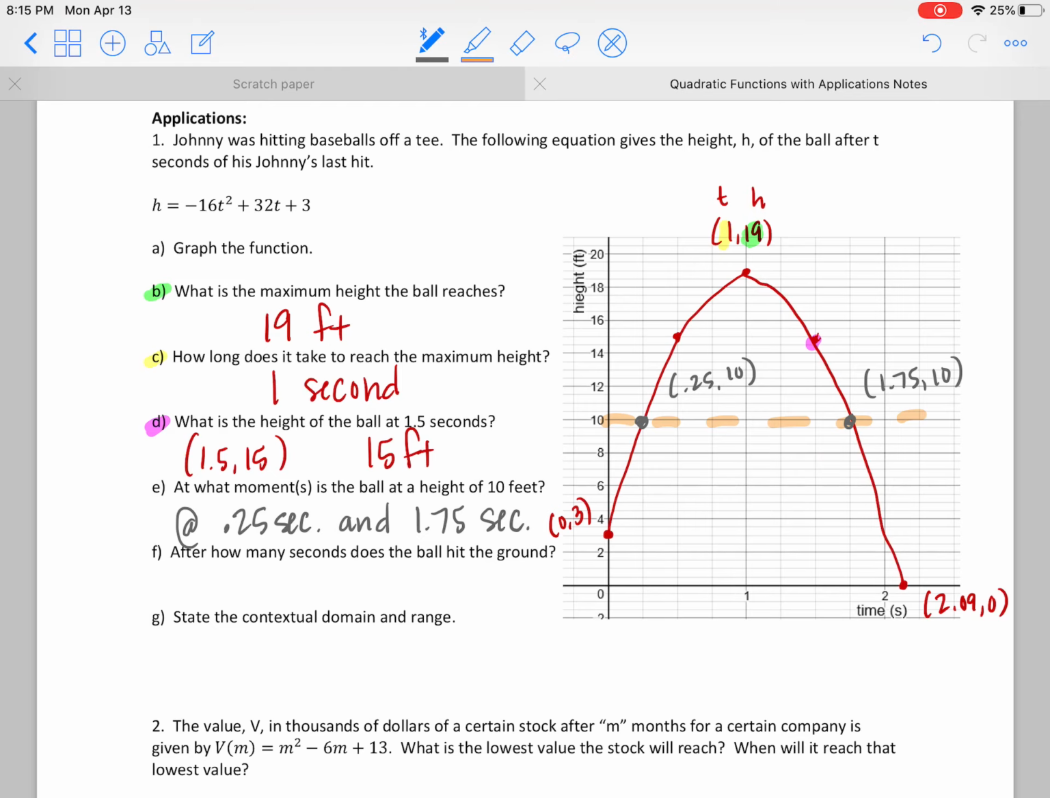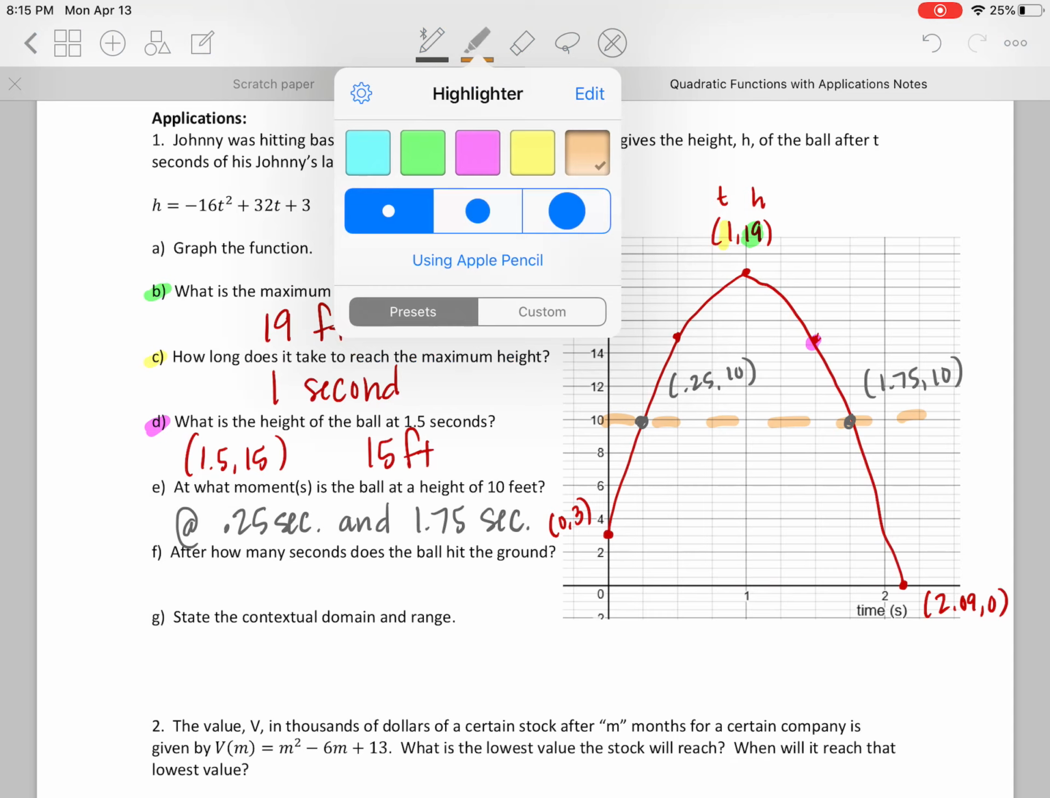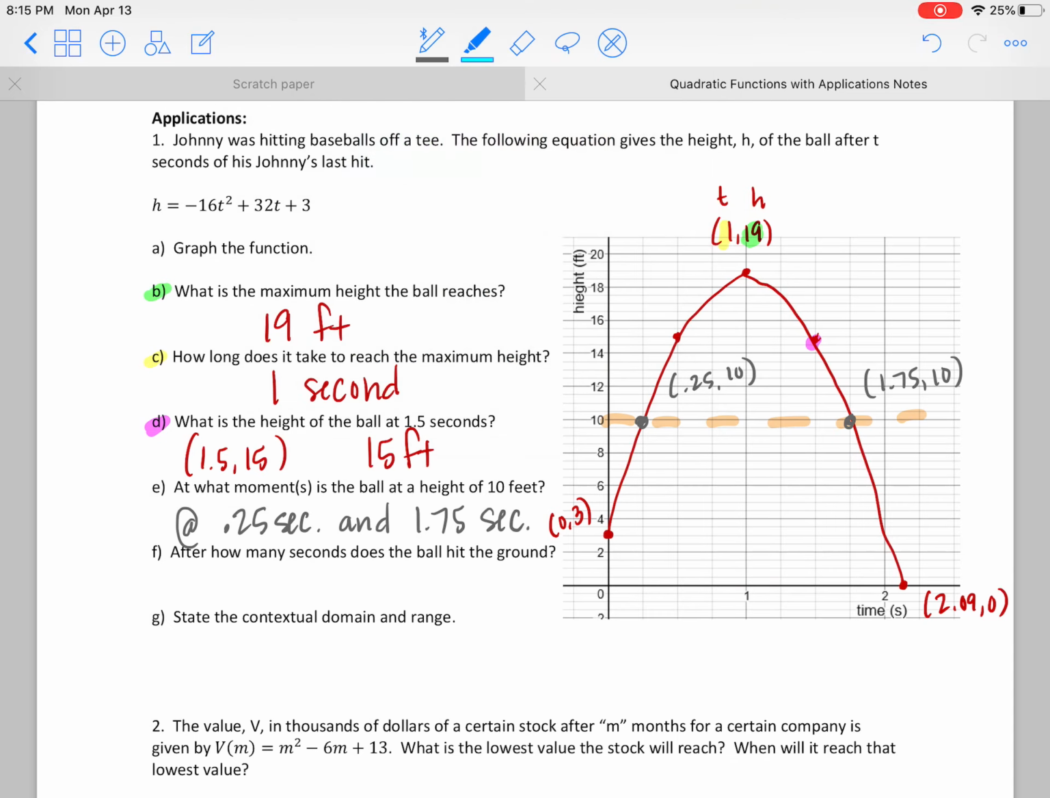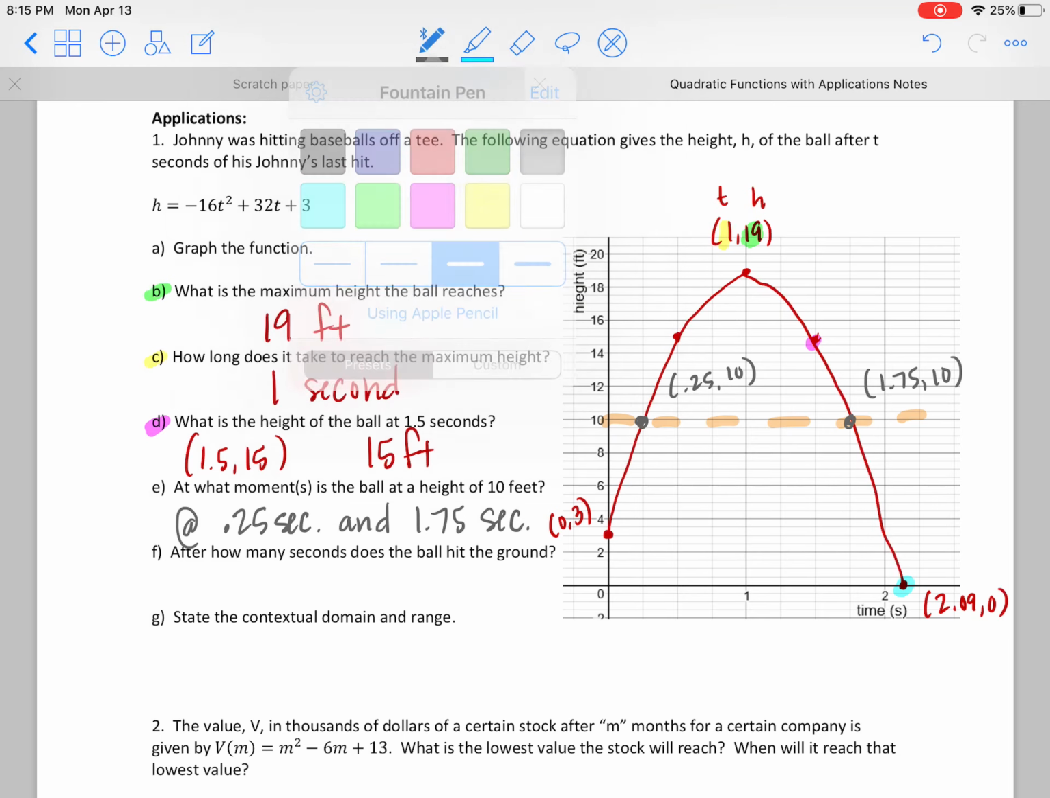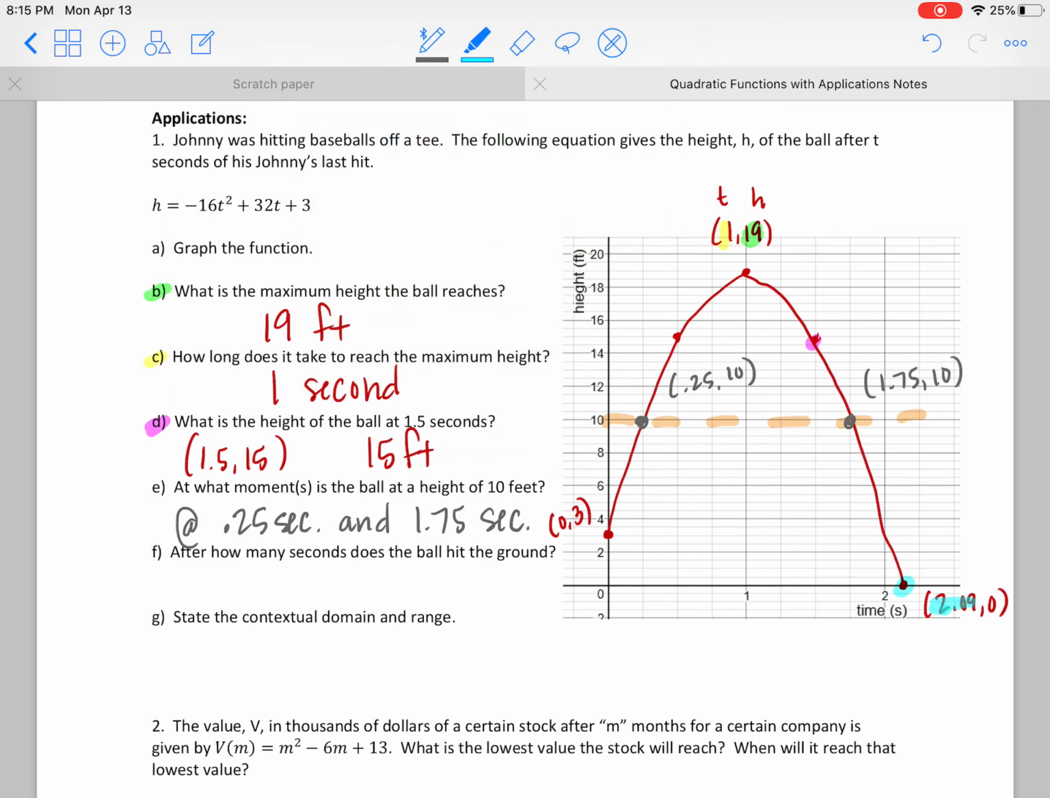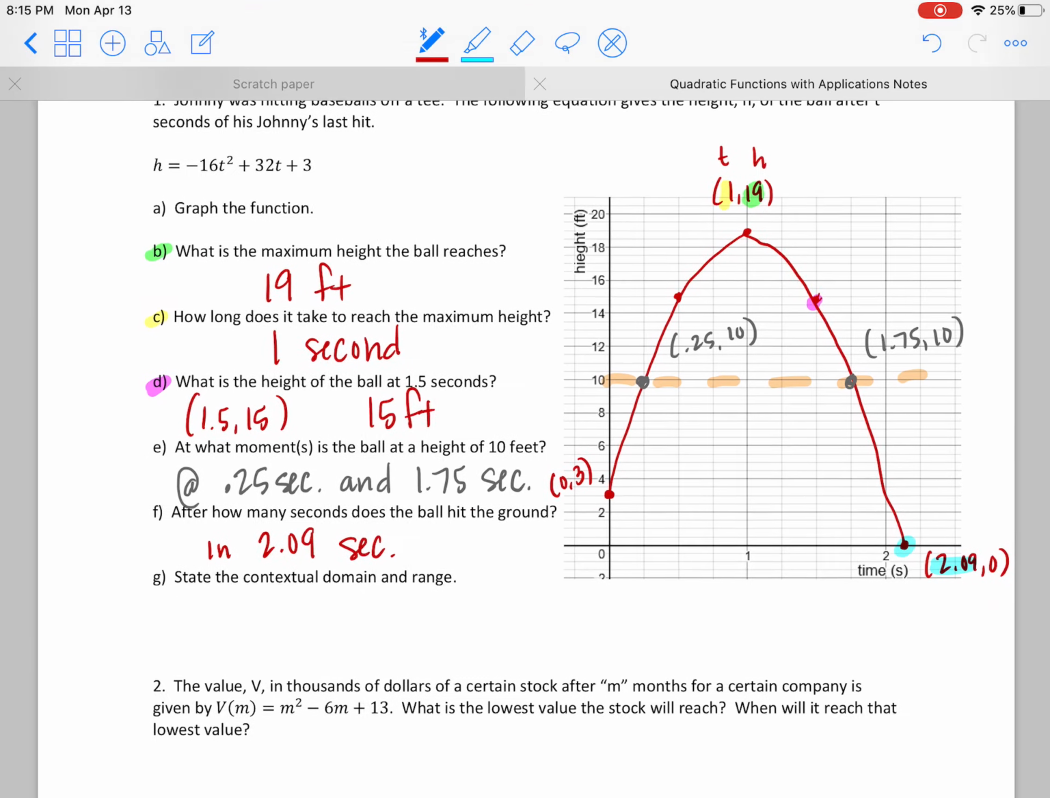Okay. After how many seconds does the ball hit the ground? Well, it's hitting the ground over here. This is when the ball hits the ground, right? It's at a height of 0. And that height of 0 happens at 2.09 seconds. So in 2.09 seconds, the ball is at a height of 0.